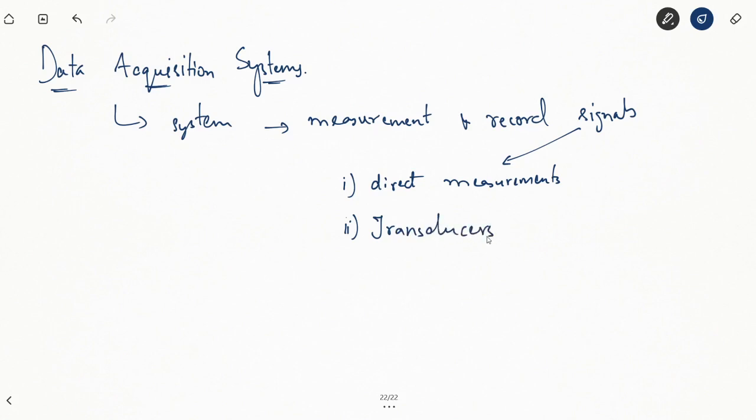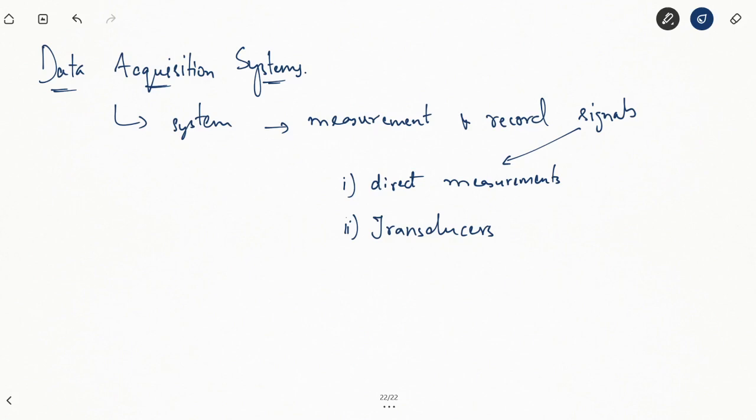So a complete system that helps us in the measurement as well as recording of signals, analog signals rather, arising from direct measurement, like for example voltage from a voltmeter, current from an ammeter, or signals arising from transducers, measuring them and recording them. That's what a data acquisition system basically does, broadly speaking.